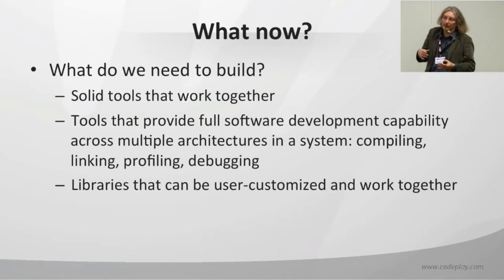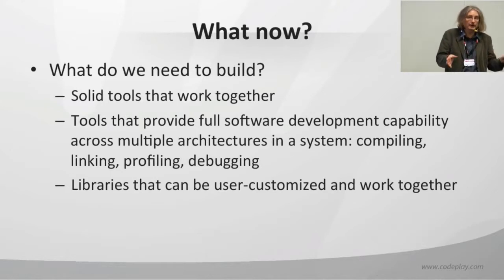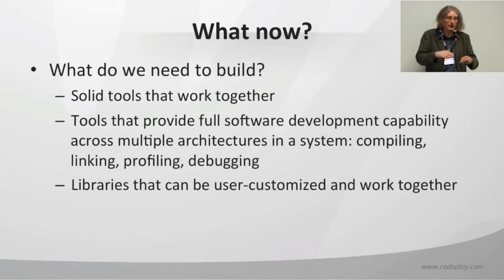So what do we actually need to build? This is the engineering question. We need really solid tools. They need to be a little bit more reliable than they are at the moment, and they need to work together. We need tools that provide the full development capability, including compiling, linking, profiling, debugging. We need to build debuggers that work for heterogeneous systems. And that does involve some level of working together. And we need libraries that can be user customized and work together with lots of different systems and aren't just specific to specific hardware. And that's it. Thank you for giving me some extra time.